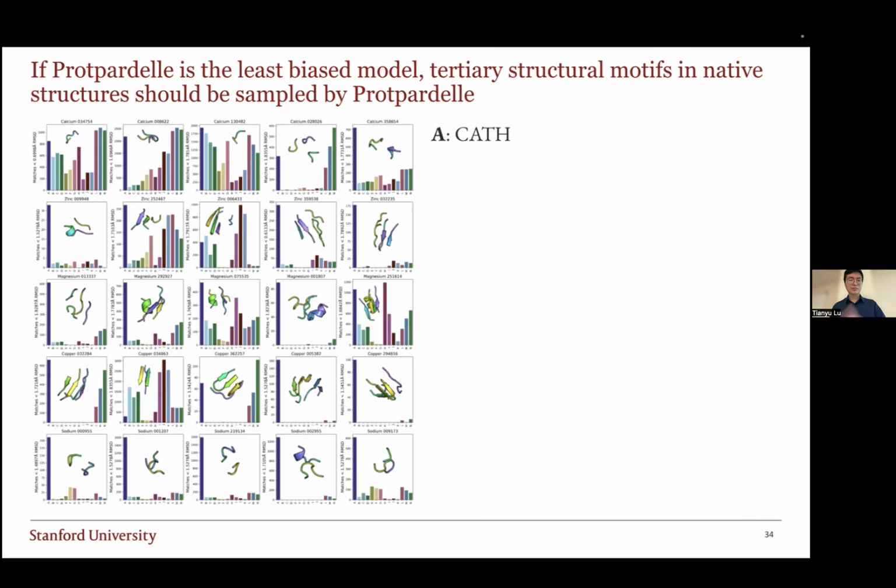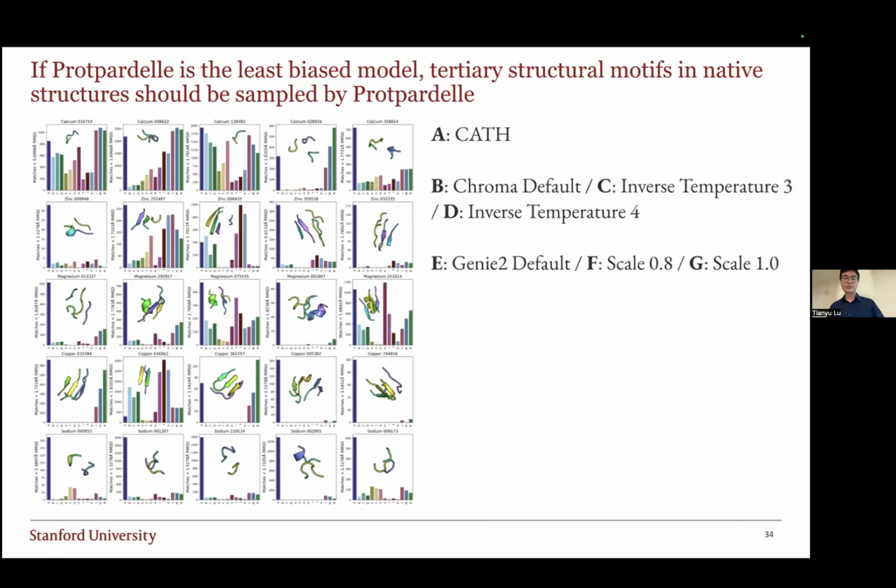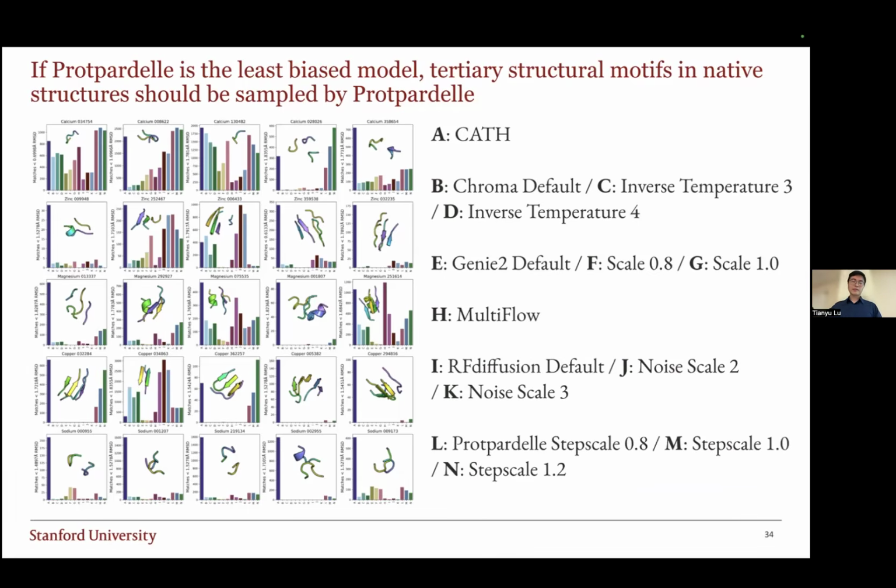So going from left to right, we have several bars. The leftmost bar in dark purple is how many times each of these substructures occur in CATH. And that gives you a reference of how many times you expect these motifs to occur in the ground truth distribution. Then going from left to right, we have Chroma occupying the next 3 bars, and then Genie 2, the next 3 bars, MultiFlow for 1 bar, and then RFdiffusion. And then the final 3 bars from the right are Proteina.